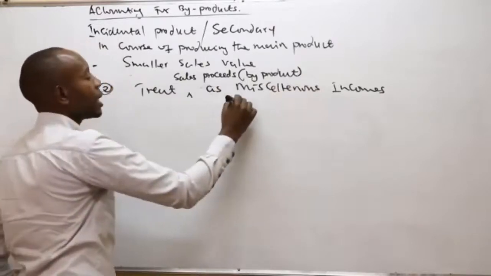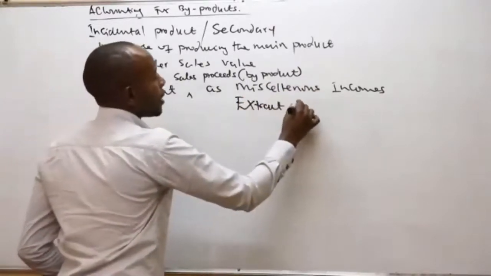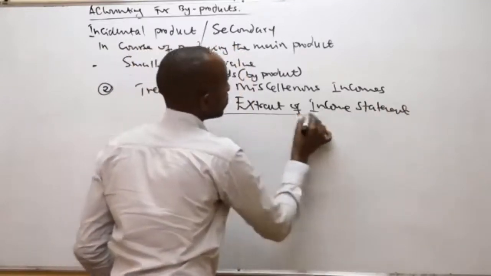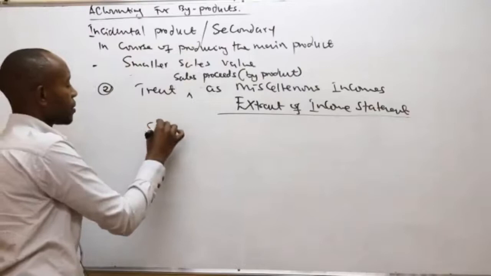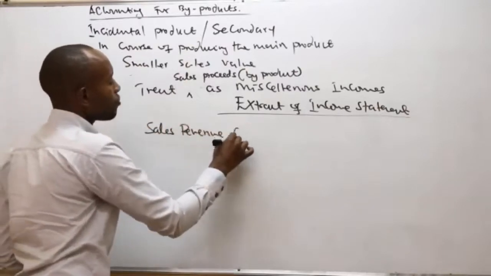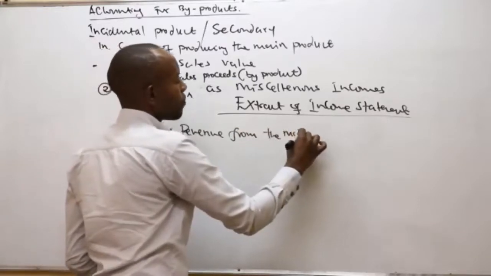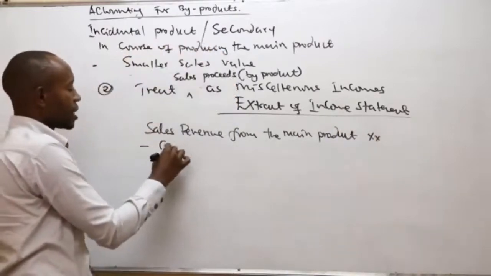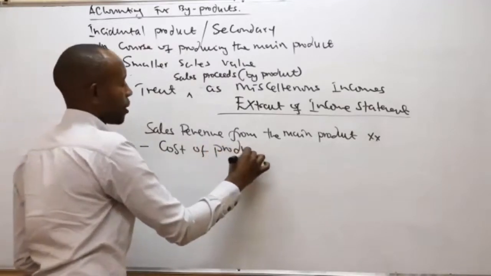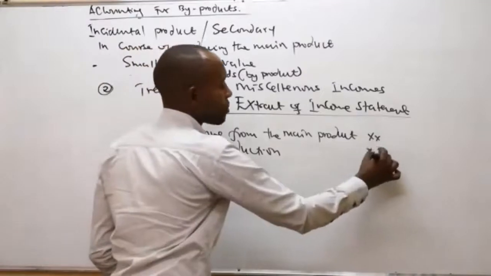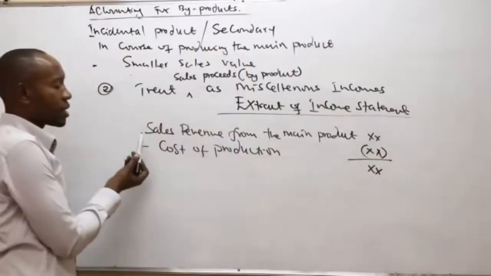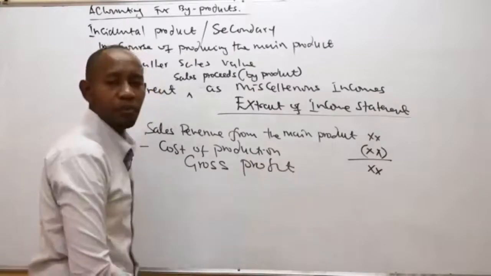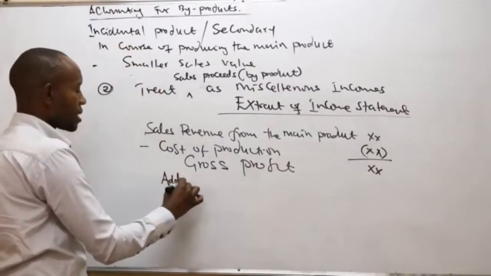Now, how will that look like? Let me do an extract of your income statement. This would look like this. So always start with sales revenue from the main product. Then you say less the cost of production, so I subtract that one here. And so when we take sales, less the cost of production, the value we get here, we will call it gross profit. Then we will say add other incomes.